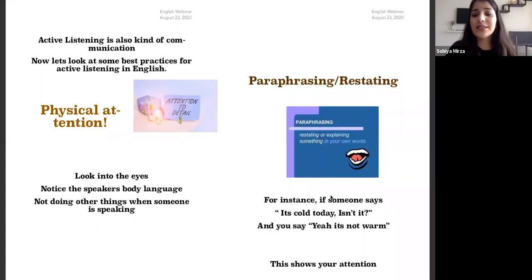That's called active listening. This also shows your attention. Just repeat the words, but in another way. Use other vocabulary.